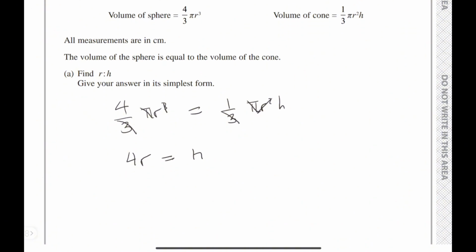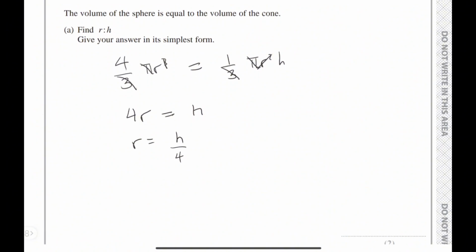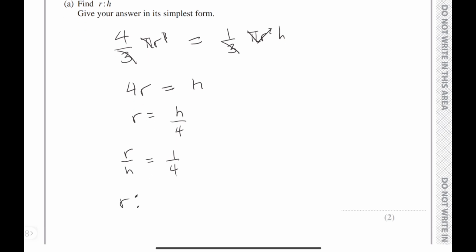So we are asked to find, so dividing both sides by 4, we have r equal to h over 4, and multiplying both sides by 1 over h, we are going to have r over h equals 1 over 4. So that means r to h is equal to 1 to 4. So our answer is 1 to 4. That is quite easy.